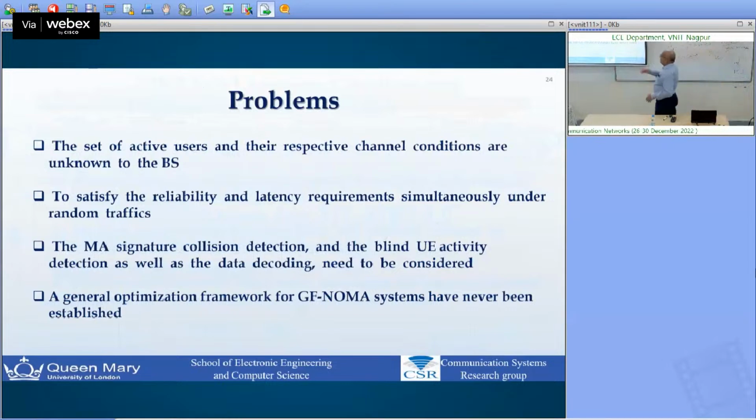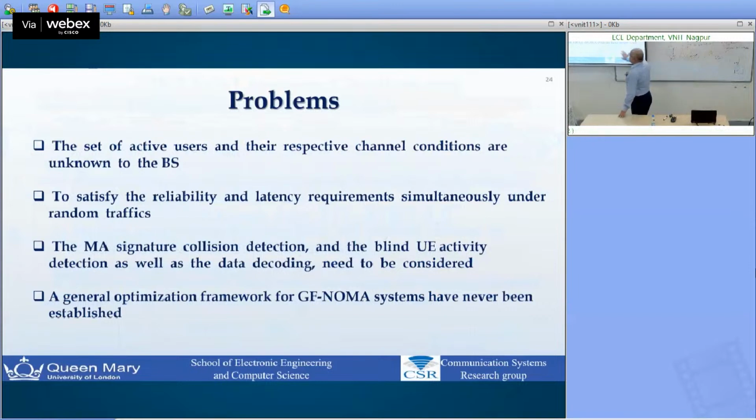Then here we have to satisfy 2 constraints. One is reliability constraint, the other one is latency constraint. The latency constraint is that the latency should be less than some threshold. So that's one constraint. Then the reliability constraint, the probability of error should be very small. So the packet error probability or bit error probability less than 10 to the power minus 4 or minus 5.